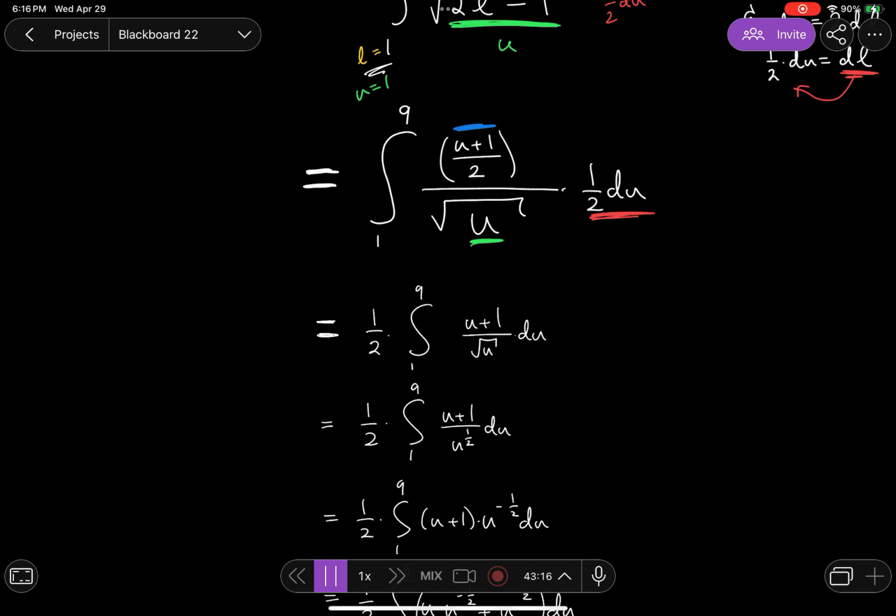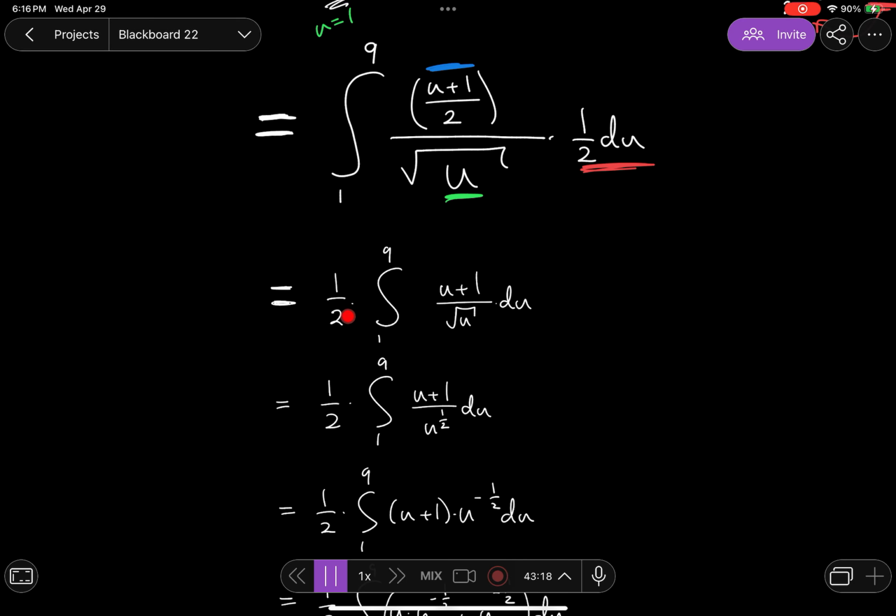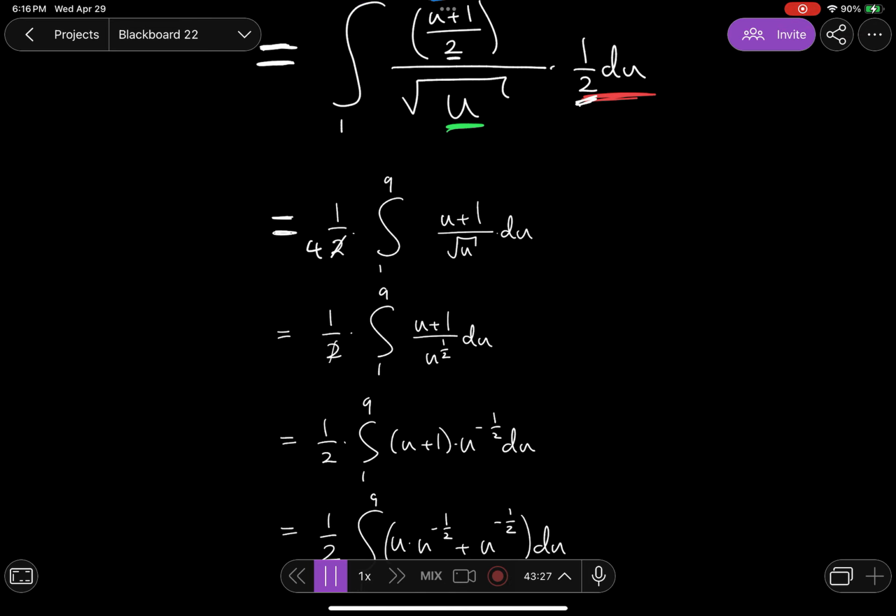Wait, don't I have... I messed this 2 up. I don't know if you guys noticed this. This should be a 4, because I had 2 of those in the denominator. My bad.